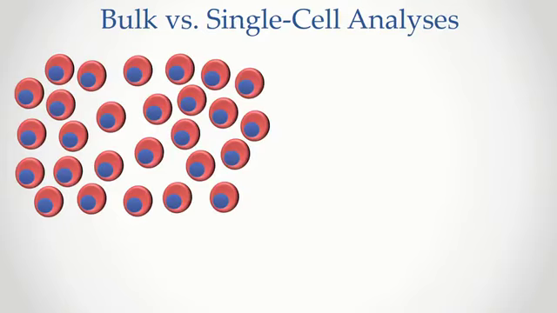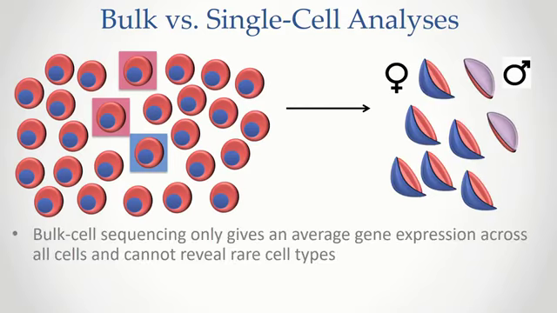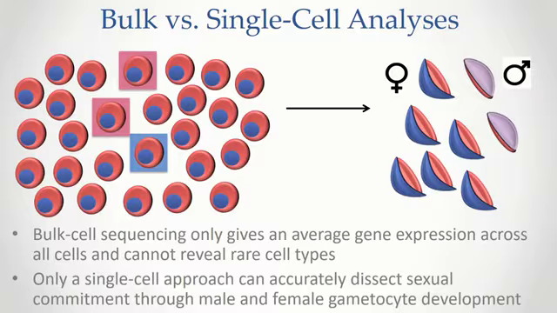When you're using bulk cell populations, you have a whole bunch of cells here, and a few that commit to a gametocyte fate. A few of them are going to be male, and a few will be female. In terms of their sexual development, in the end you get a mix of male and female gametocytes. When you do any bulk cell analyses on these cells, you're only getting an average gene expression across all cells, and you cannot reveal any sorts of rare cell types. Additionally, this means that only a single-cell approach can accurately dissect male and female gametocyte development from commitment.